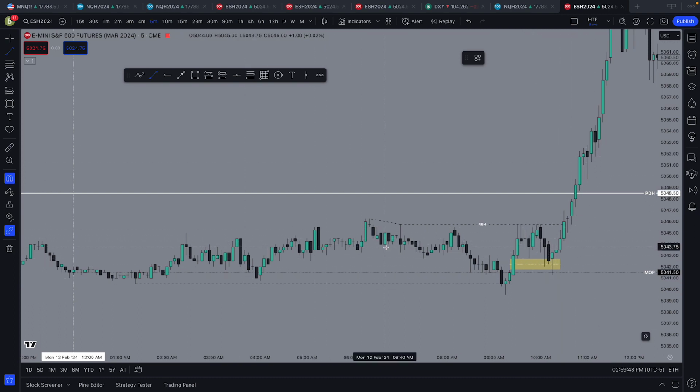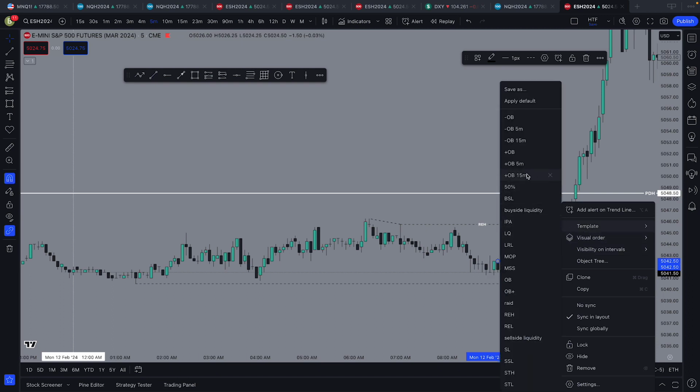So here we're working our way lower. We took sell side. Price has now changed its state of delivery from seeking sell side to seeking buy side. So this is our order block here. I like to use the open of the order block.